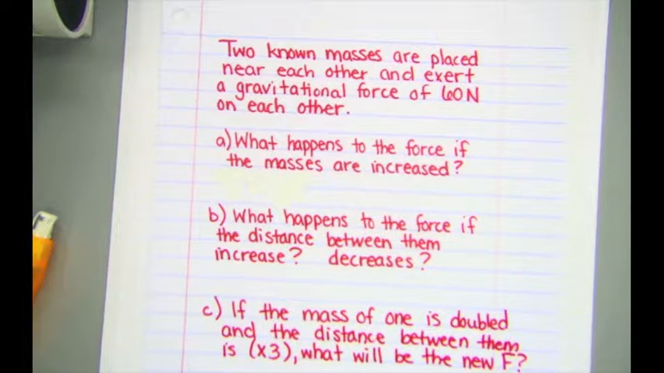So if we have two masses of whatever mass and they're placed near each other and they exert a force of 60 newtons, what happens to the force that they exert on each other if I change the mass or change the distance? Okay, so let's talk about the mass first. Now, let's look at the universal law of gravity equation.